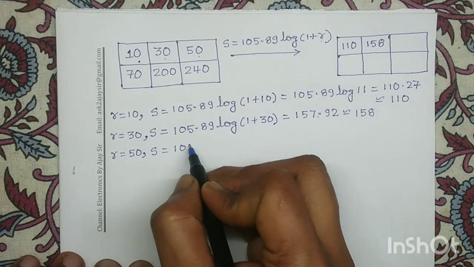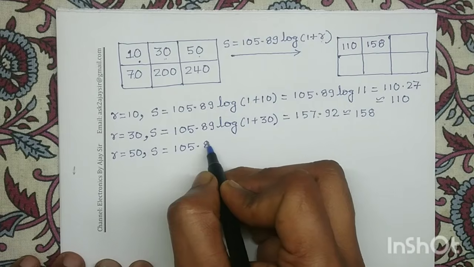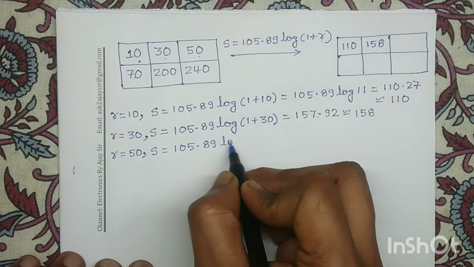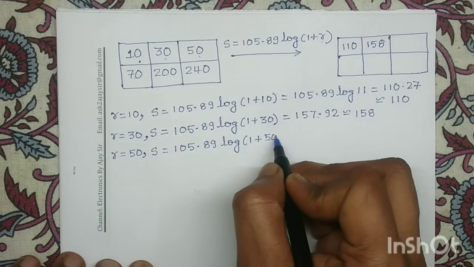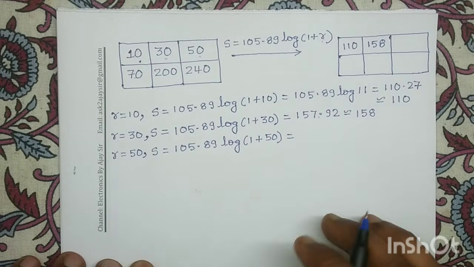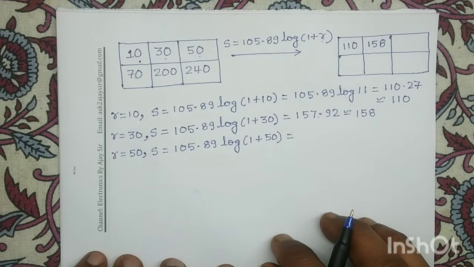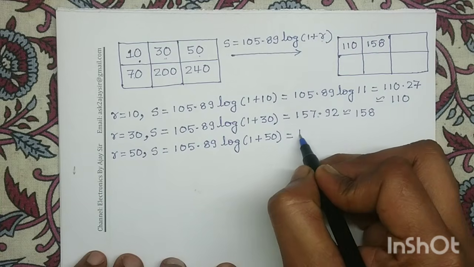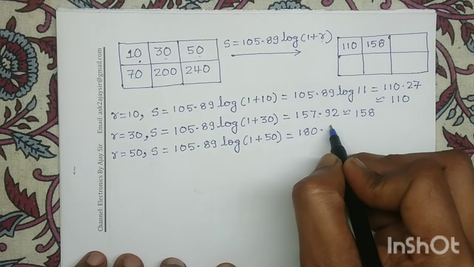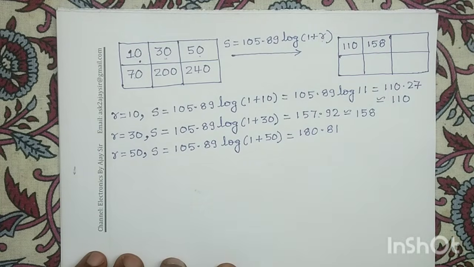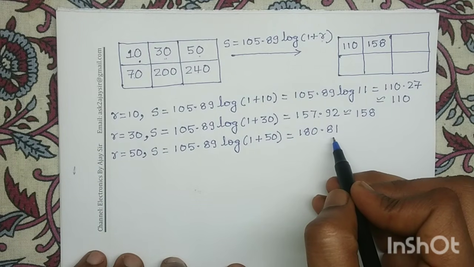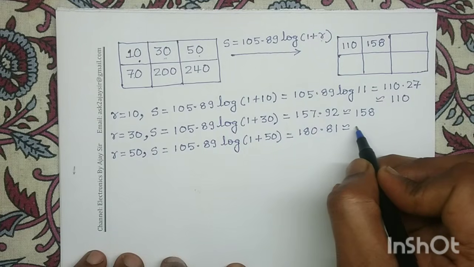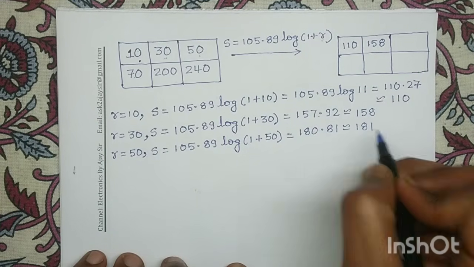So the equation of s becomes 105.89 log 1 plus 50. If you simplify this up to 2 decimal places, it is 180.81. Next, we will round off this floating point number to its nearest integer number. 180.81, its nearest integer number is 181.